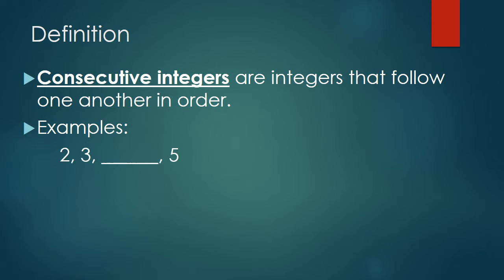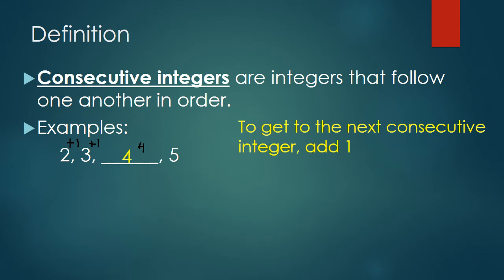As an example, we have 2, 3, blank, 5. We know that 4 goes into the blank because 4 follows 3. It's the next number after 3. So if you look at this sequence of numbers, you'll find out that to get to the consecutive number, each time we had to add 1. 2 plus 1 is 3, 3 plus 1 is 4, and 4 plus 1 is 5. So every time we had to get to the consecutive integer, we had to add 1.